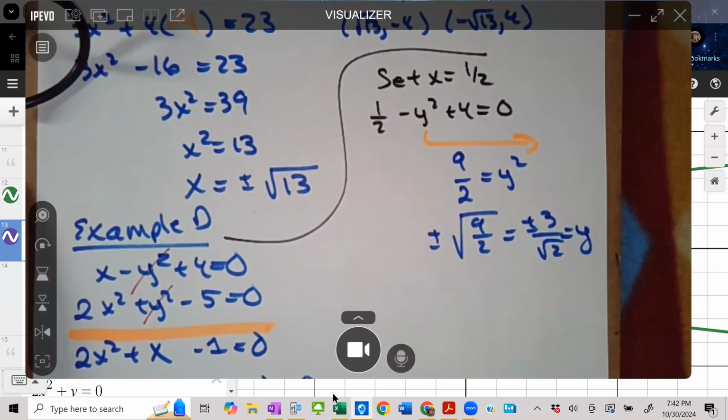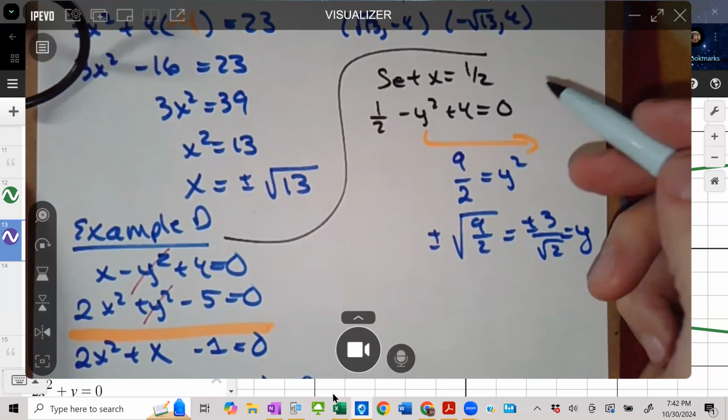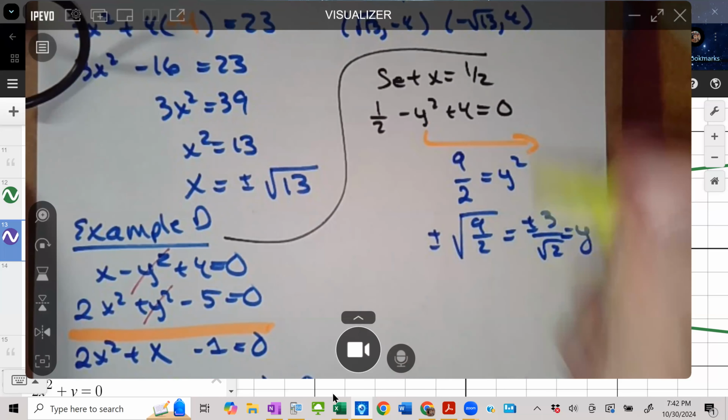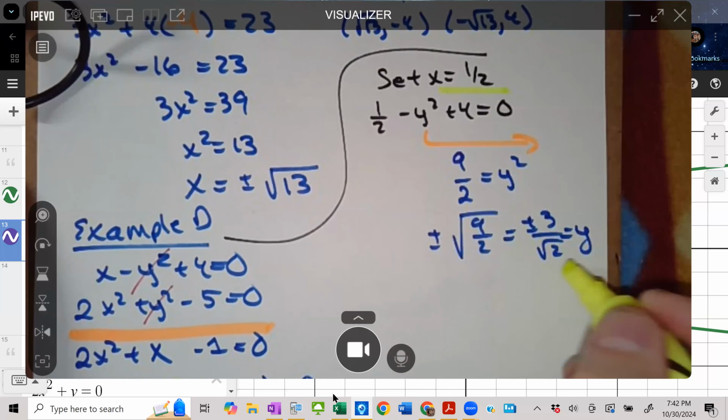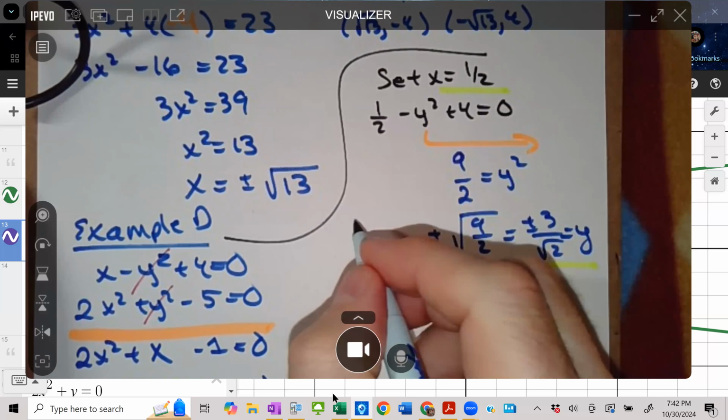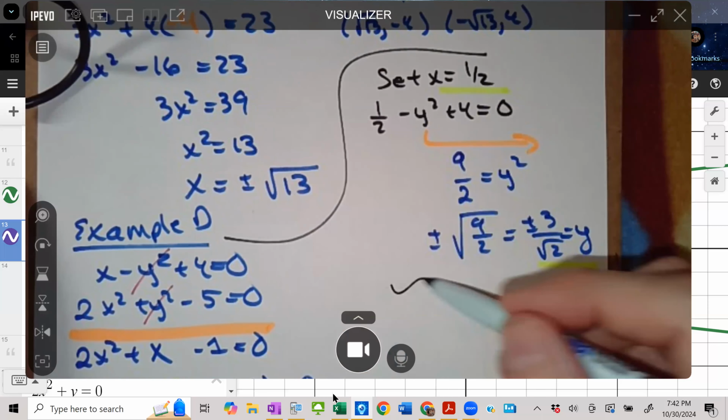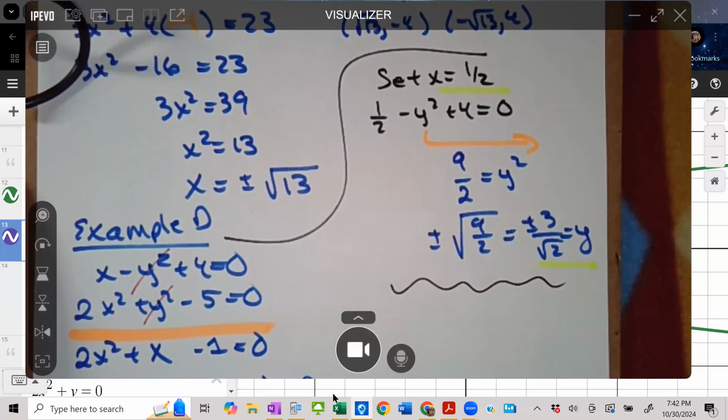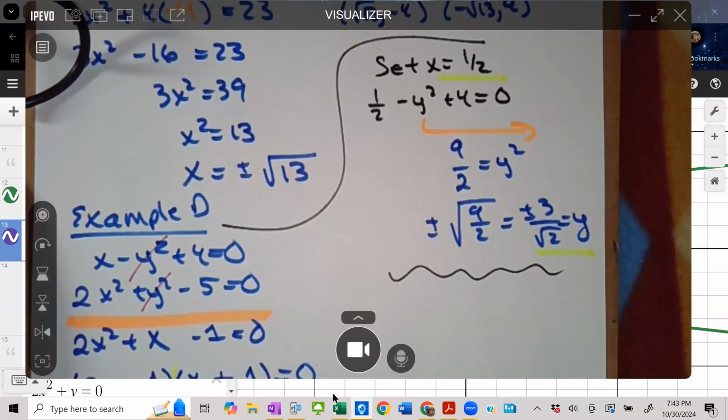So 2 of my solutions are right there. I've got when x equals 1/2, one of these two. I'll save our solutions till the end, write them all together. The next one should be a little bit easier.